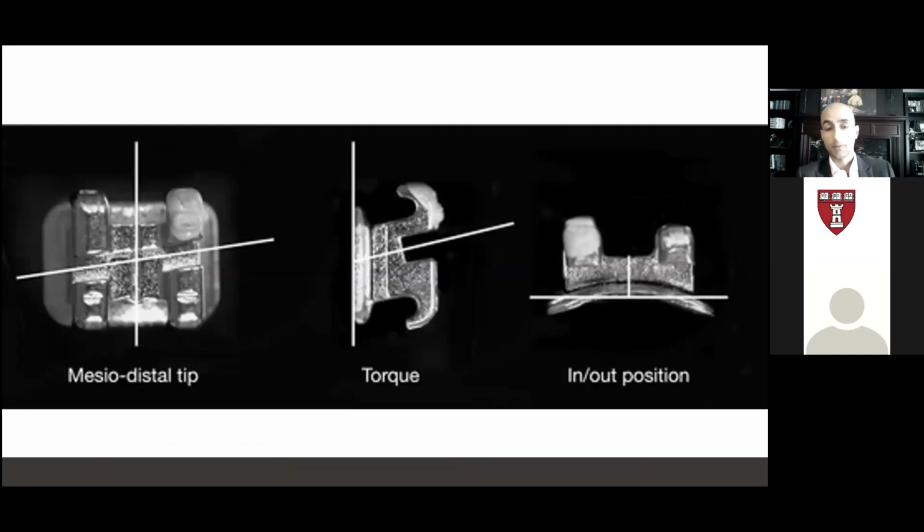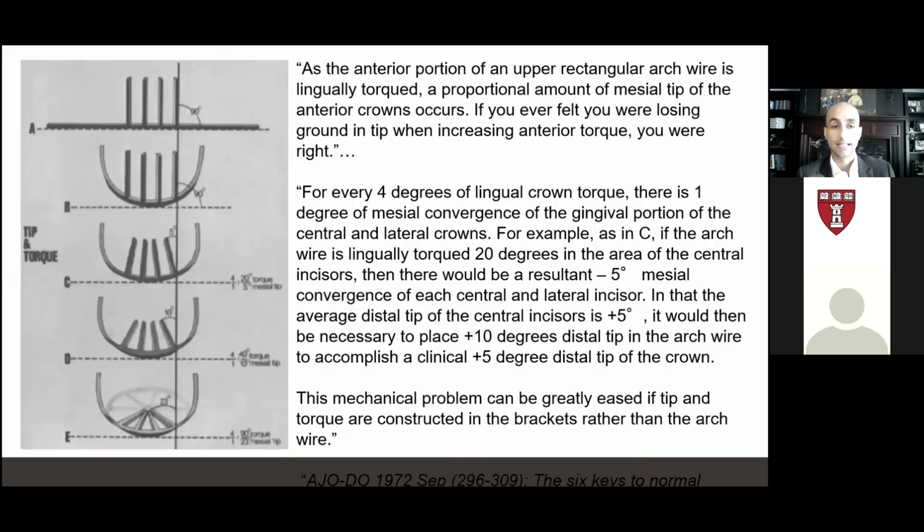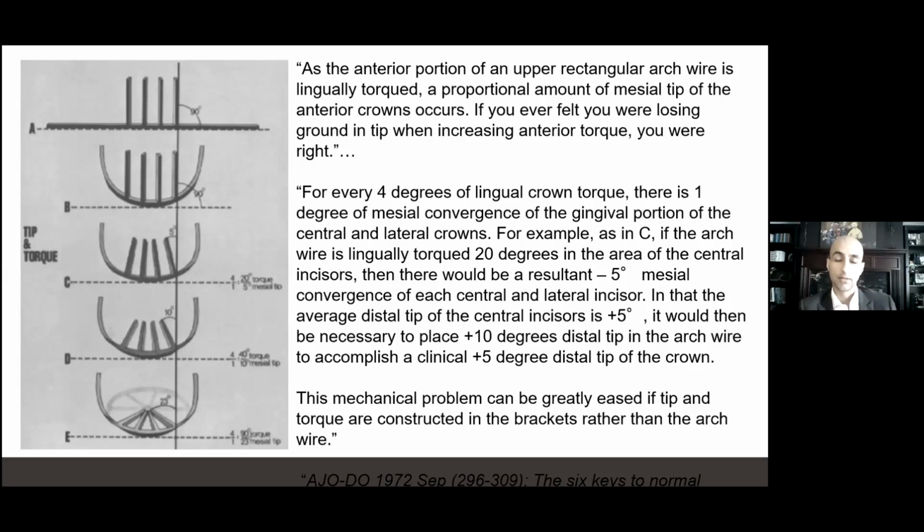Your pre-adjusted appliance, your straight wire appliance, has tip, torques, and in and outs. But one of the reasons that we may forget that tip is built into, especially the upper brackets, is to compensate for torque. So what does that mean? Again, Andrew's 6 keys of occlusion. For every 4 degrees of lingual root torque that you get, there is 1 degree of mesial root tip of the crown within the alveolus.